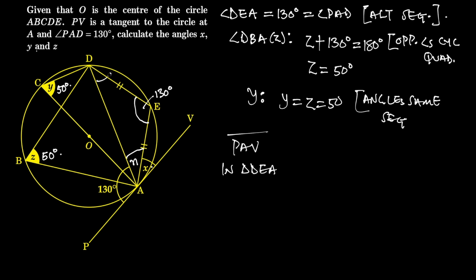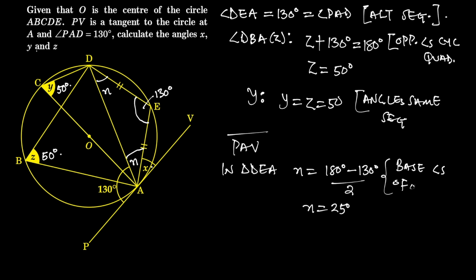Of course, the angle here is also going to be N because it's the base angle of an isosceles triangle. So basically, they're going to be the same. So the angle N is going to be equal to 180 degrees minus 130 degrees, divided by 2. So N is equal to 25 degrees. The reason for that is base angles of an isosceles triangle. So here I have 25 degrees as well as what we have here.